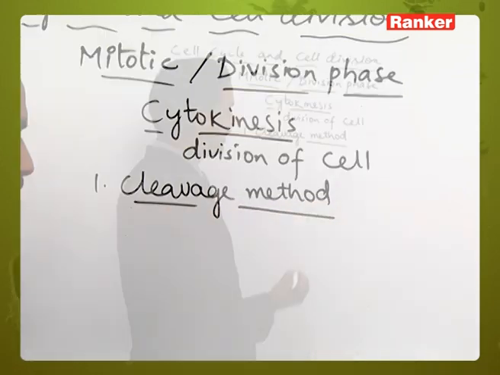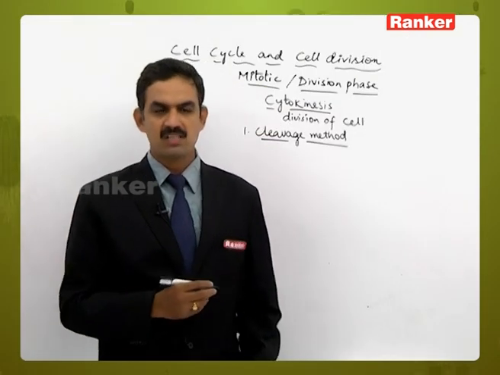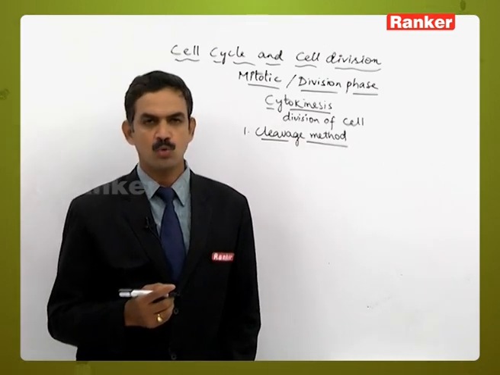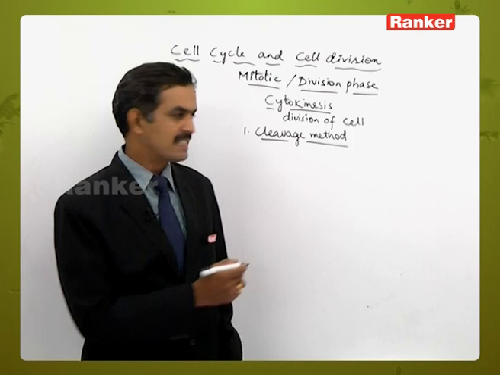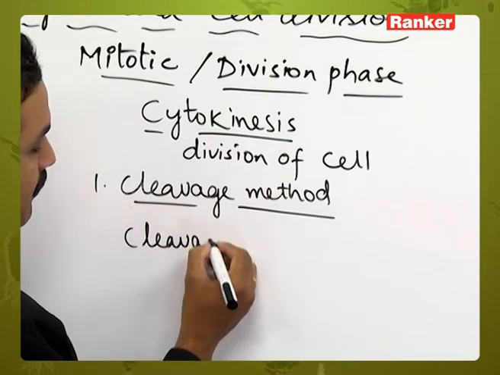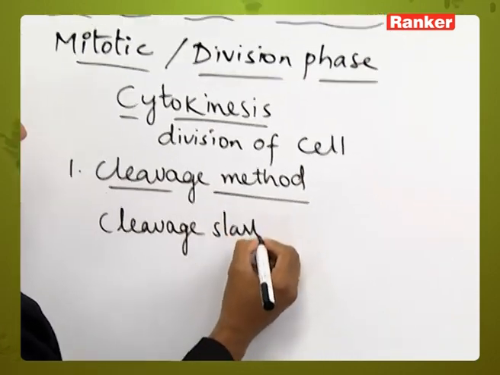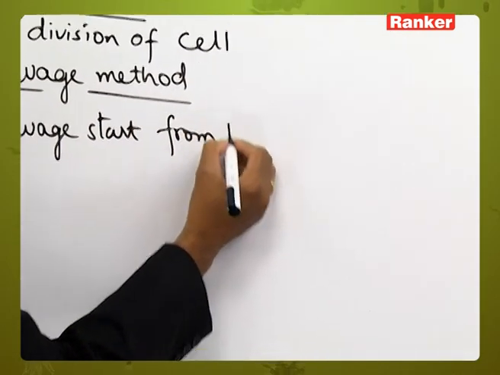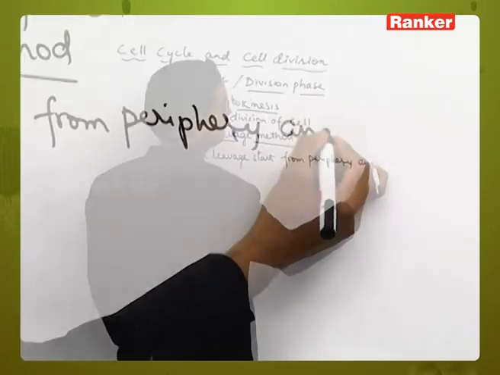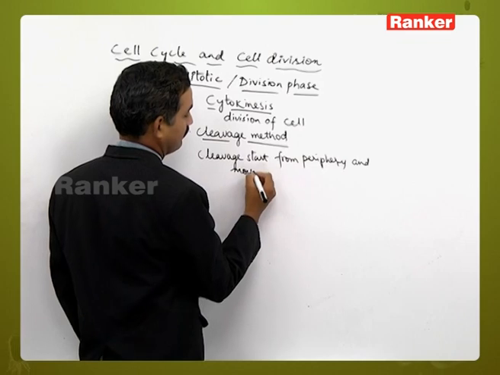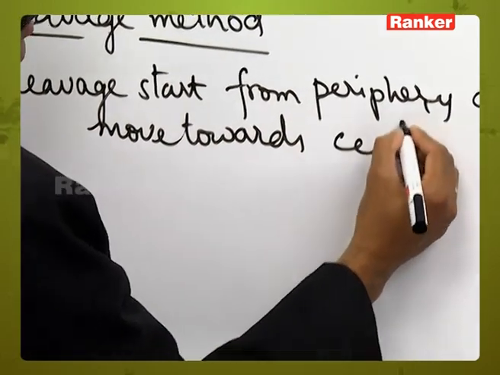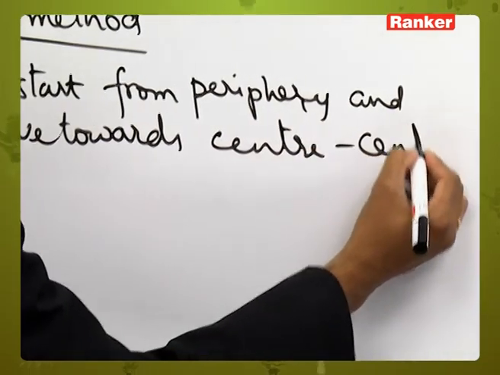In the cleavage method, first the constriction will start in the protoplasmic content. These constrictions, which are formed on 2 opposite sides, will move towards the center. That is a furrow-like cleavage. It starts from the periphery and moves towards the center. So this furrow-like structure is moving in a centripetal manner.